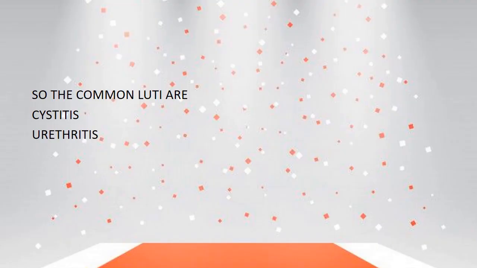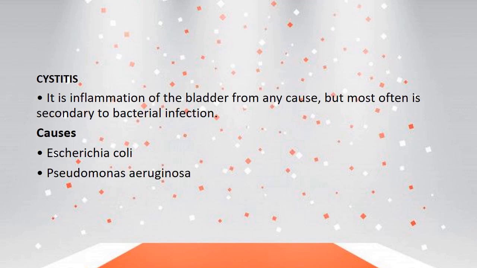So the common LUTI, or rather lower urinary tract infection, is cystitis and urethritis. Okay, to start us off, cystitis is the inflammation of the bladder from any cause, but most often is secondary to bacterial infection. The causes are E. coli and Pseudomonas aeruginosa.